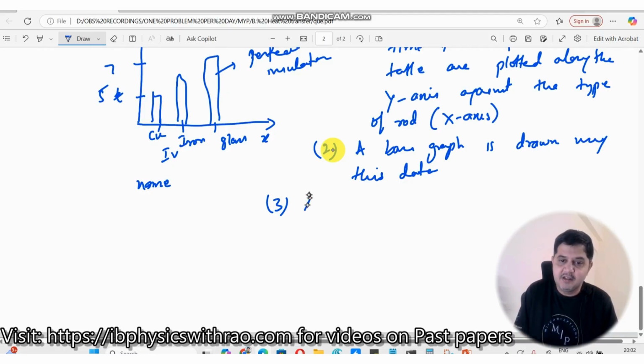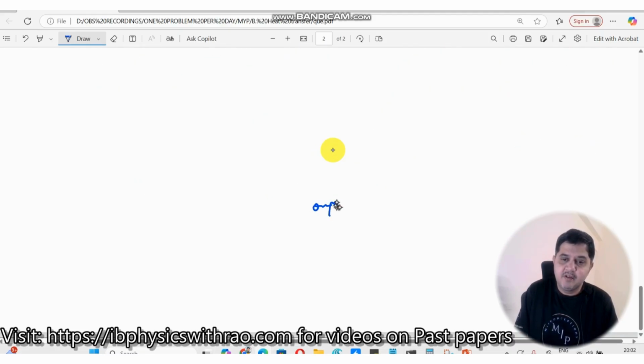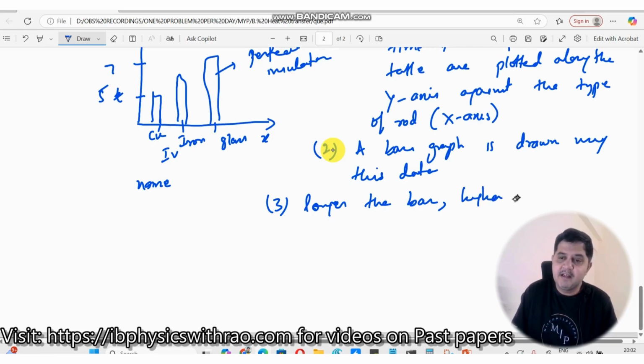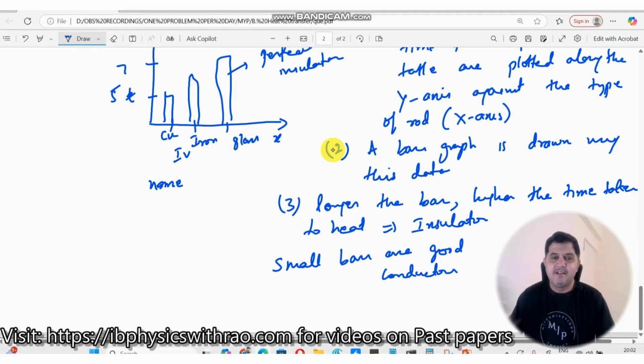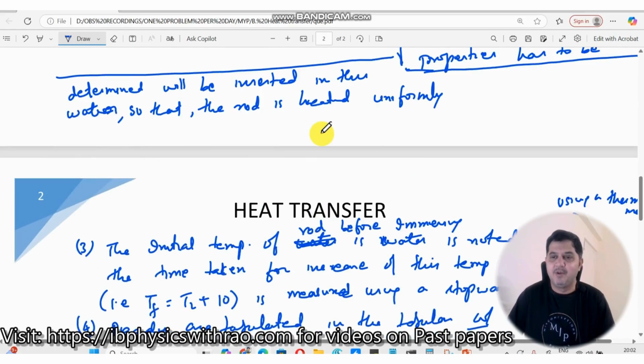What is the interpretation? Longer the bar, higher the time taken to heat. This implies that smaller bars are good conductors. That's okay. So if you write so much, you get the full mark.